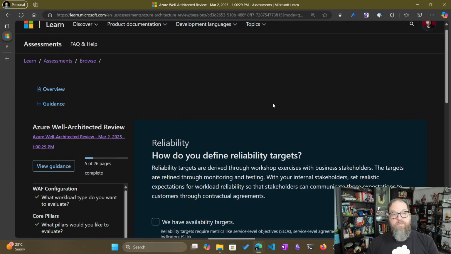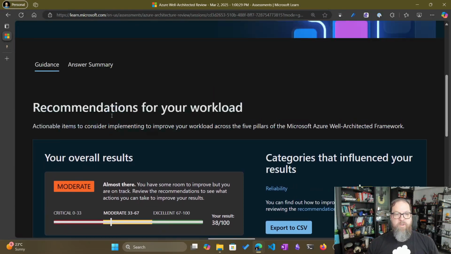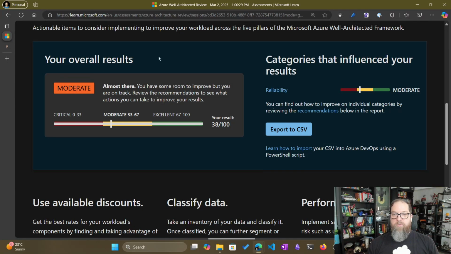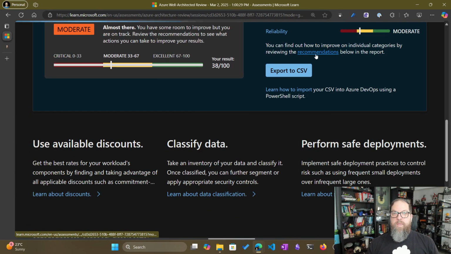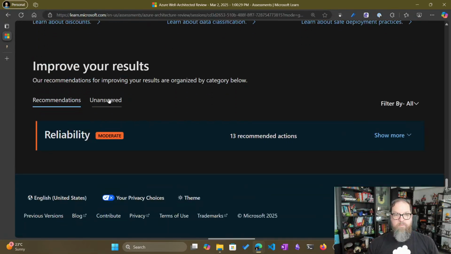And so once you have finished reviewing all of this, it provides guidance. And you can get a summary of your answers and the responses. So you can see your answer summary. You can see like a score, your overall result. You can export it, and then you can even do things through CSV. And then we can go look at the recommendations. So if we come down here, here's our recommendations on the ones that I answered.